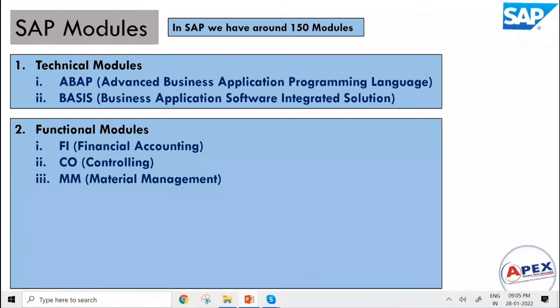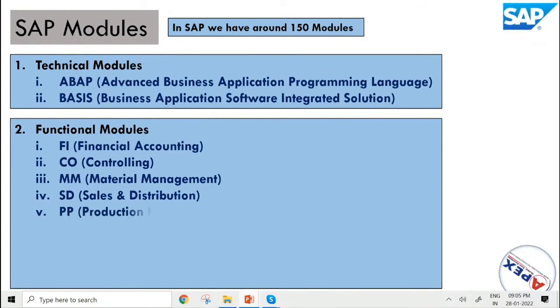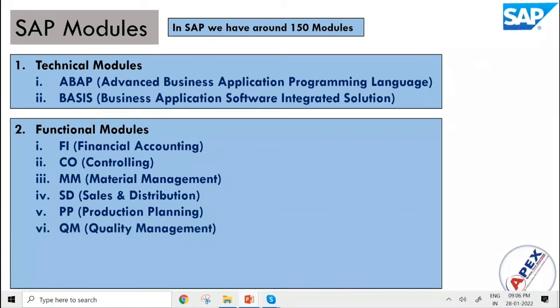Okay, that I will tell you in detail about it. So SD, sales and distribution: sales related activities will be done by SD people. Then we have the PP module, that is production planning: production related or manufacturing related activities will be done by PP module people. Next we have quality management: quality related activities will be done by the QA module. And PM, project management: anything related to projects will be done by PM.